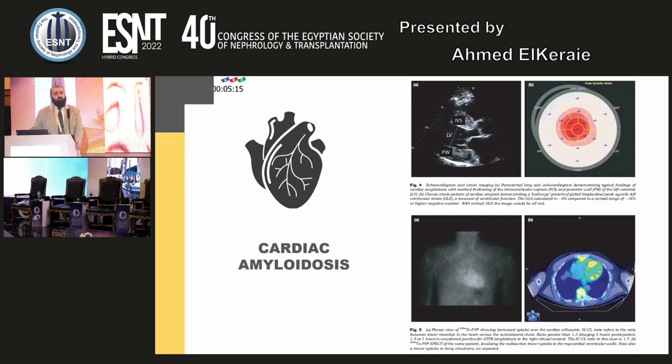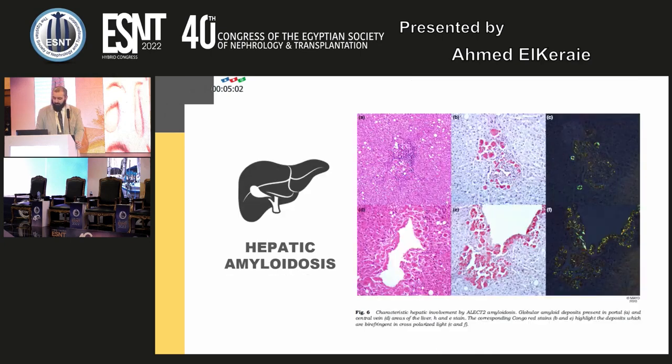Cardiac amyloidosis can be diagnosed easily by echo, by cardiac MR, and it can be suspected by ECG and by the technetium pyrophosphate scanning as well. Hepatic amyloidosis is easy, and of course the liver biopsy is much more accessible and easier than the kidney biopsy in relation to complications, and can be diagnosed.